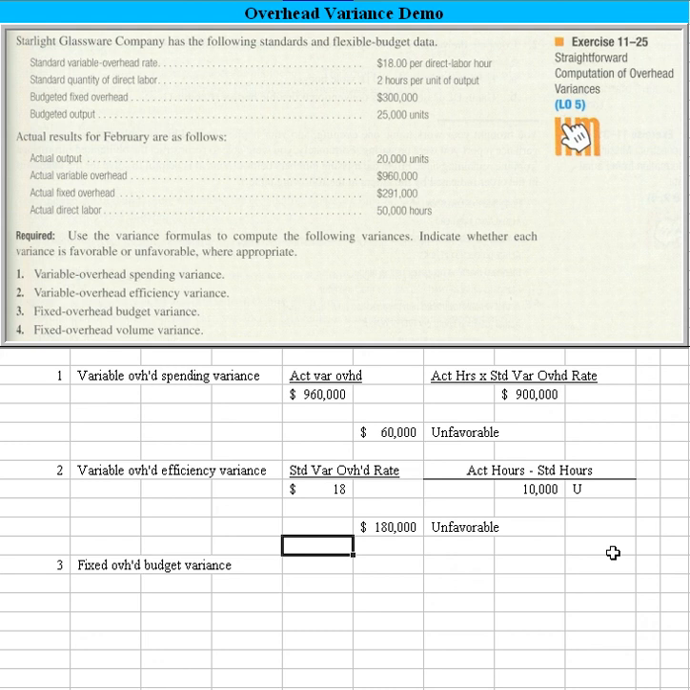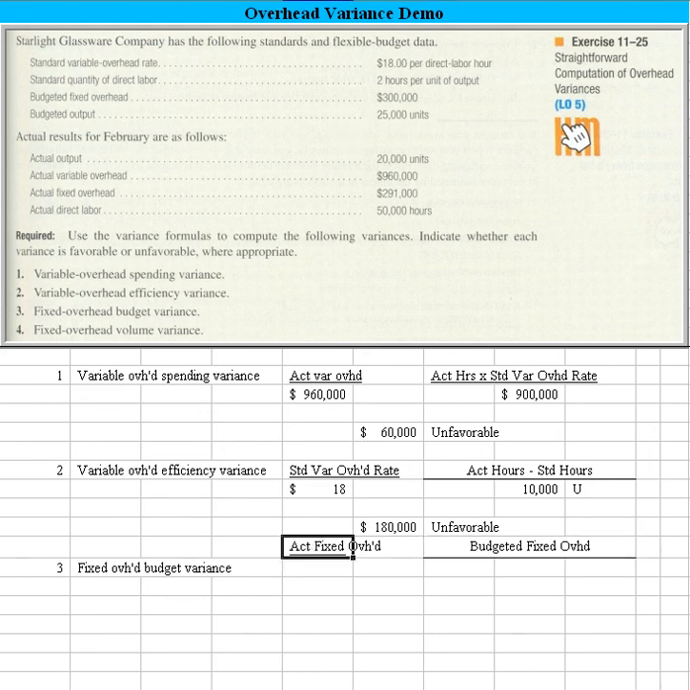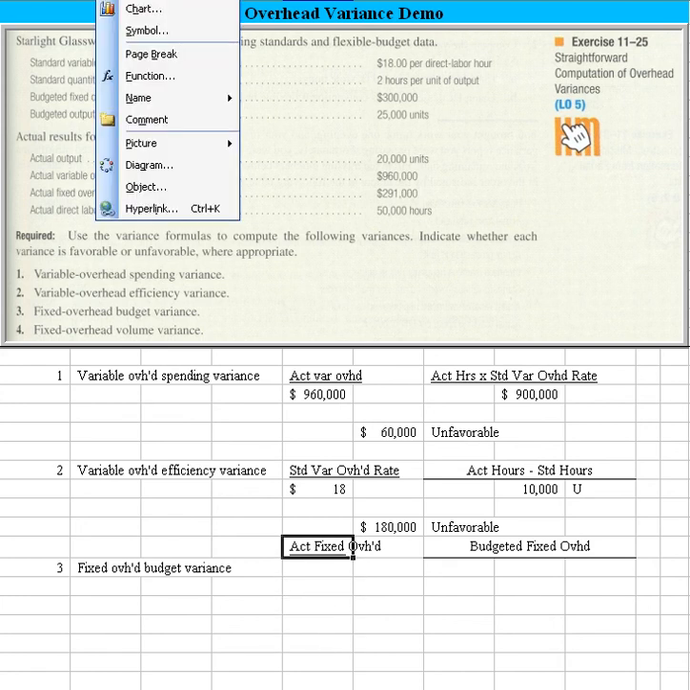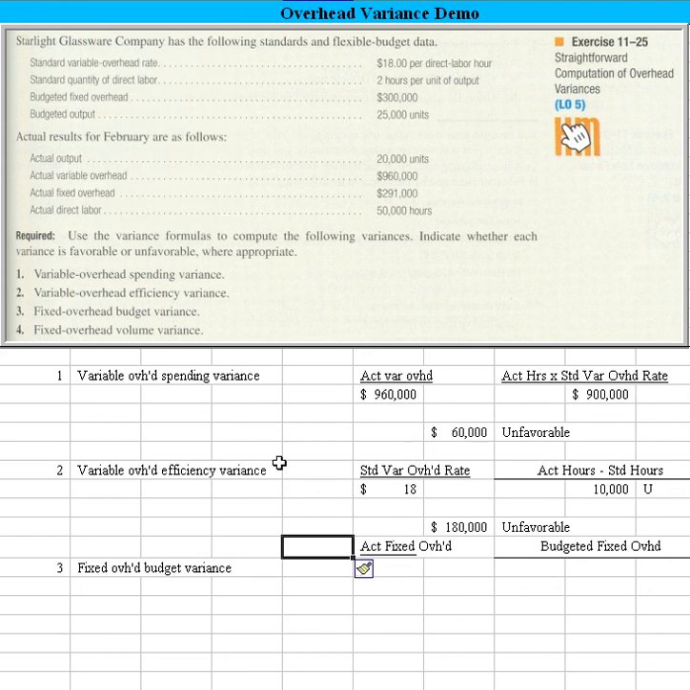Well, this one is really, if you will, a straightforward calculation. We need to look at the actual fixed overhead and compare that to the budgeted fixed overhead. Just trying to get this somewhat formatted. I'm not paying a whole lot of attention to perfect formatting in Excel.